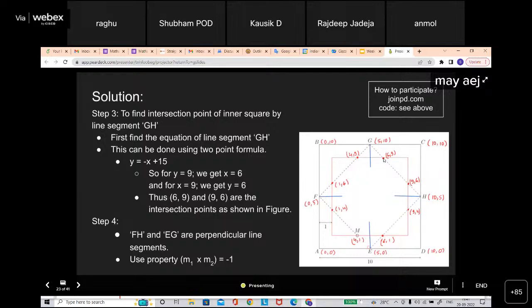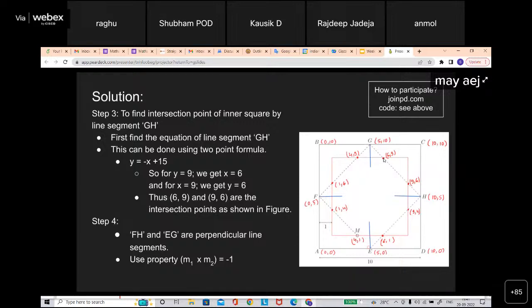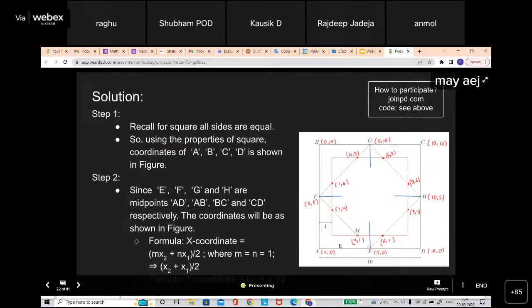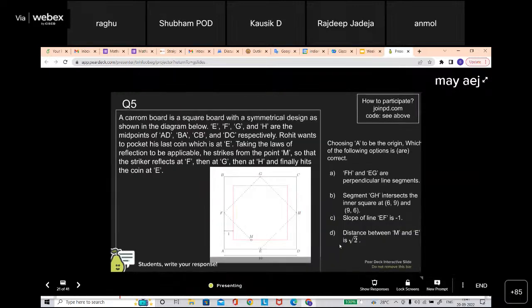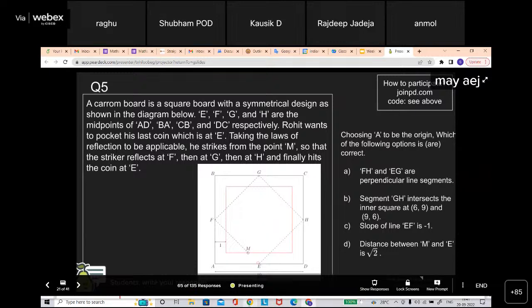Sorry to interrupt, sir, but I cannot understand how we got that side of the square to be 10. Oh, 10 is already in the picture. I just missed telling you, but it is already in the picture. It is given, this length is 10 and this length is 1. Yes, sir. Okay, sir. I missed that maybe. Okay.